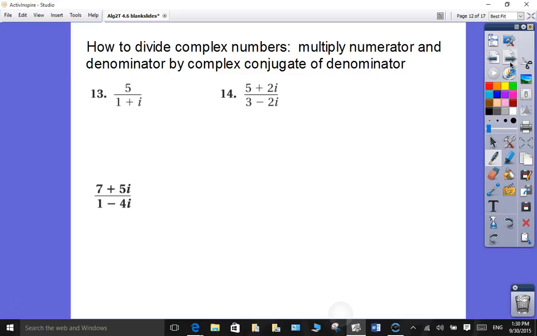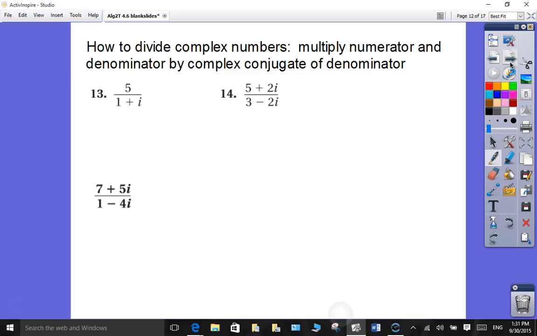The complex conjugate of 1 plus I is 1 minus I, right? The complex conjugate of 3 minus 2i is 3 plus 2i. You just switch the sign in the middle. The complex conjugate of 1 minus 4i is 1 plus 4i. So in order to get rid of the imaginary, which is making the denominator not just irrational, but imaginary, we're going to multiply by the complex conjugate divided by itself, right?